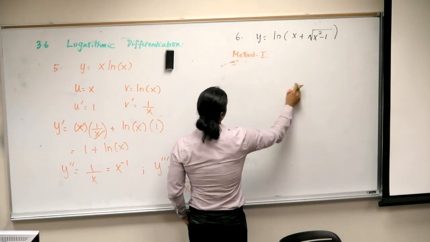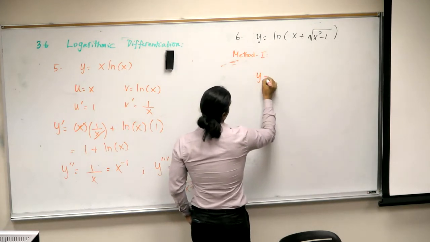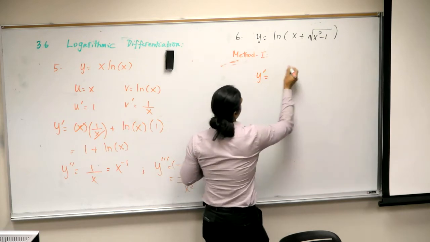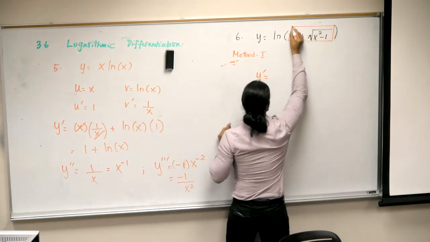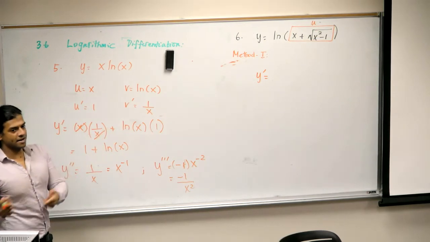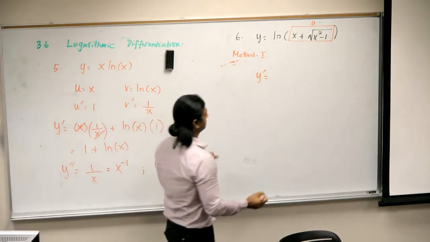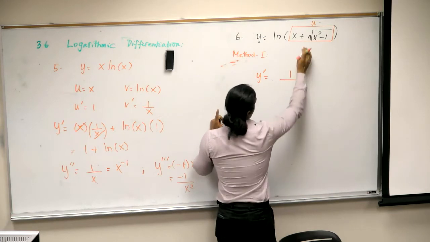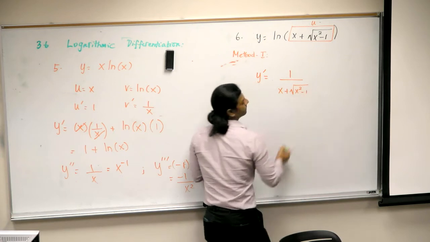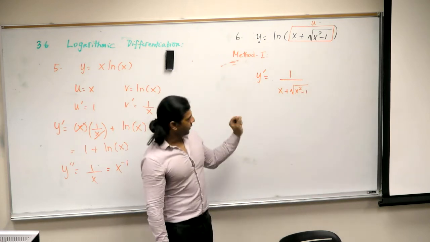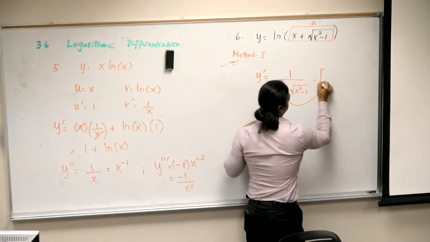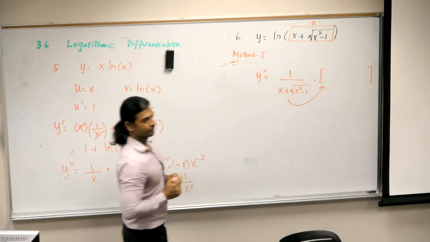We can't split this up. So for y prime, I have to treat that as some u. What is the derivative of ln of u? 1 over u, but u is x plus square root of x squared minus 1. We want to multiply by the derivative of this function using chain rule.